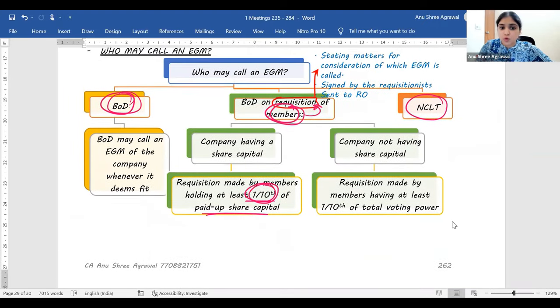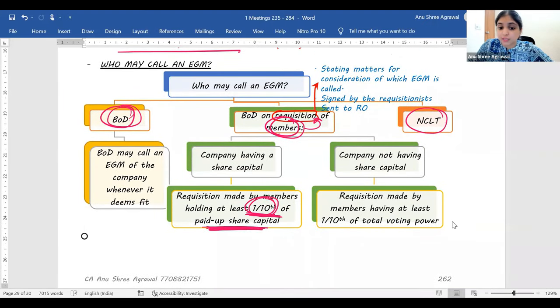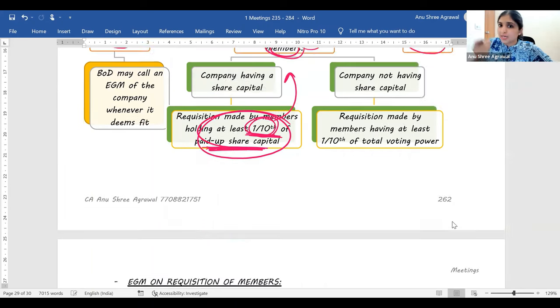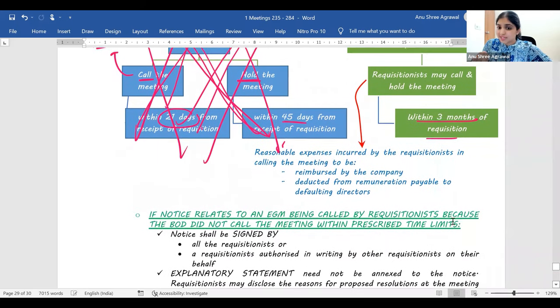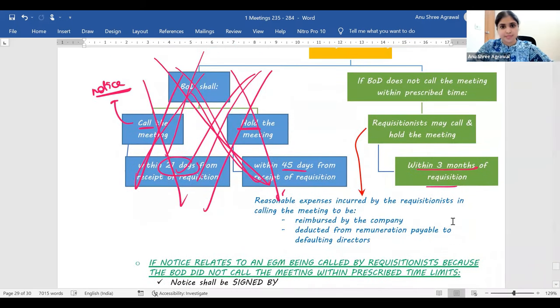Okay. So in case shareholders holding at least 1/10 of the capital want, they can request the board that please call a meeting for us. If they are requesting, the board has to call the meeting within 21 days and actually hold the meeting within 45 days. If they don't hold like this, then the requisitionists themselves can hold the meeting within how much time? Within 3 months. For this meeting, whatever expenses they are incurring, they can claim reimbursement from the company. Company will deduct from whom? From the director's remuneration. Even EGM only on business days, only on working days, during working hours, cannot be held on holidays.